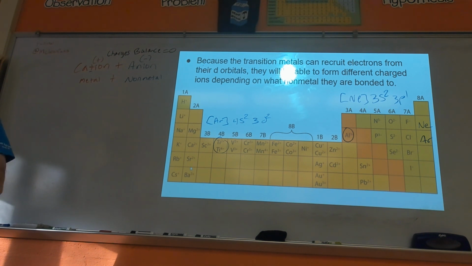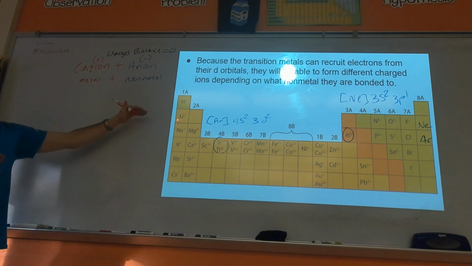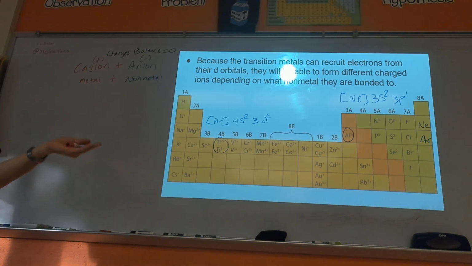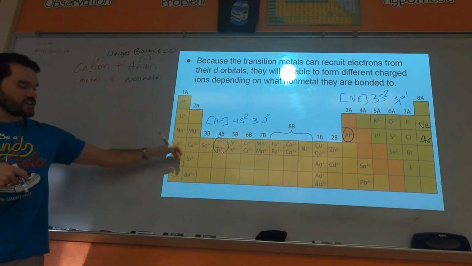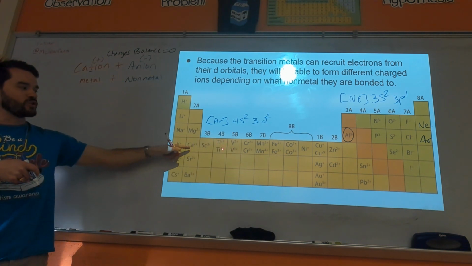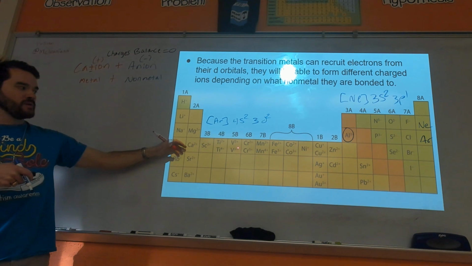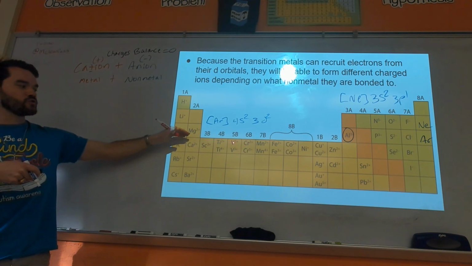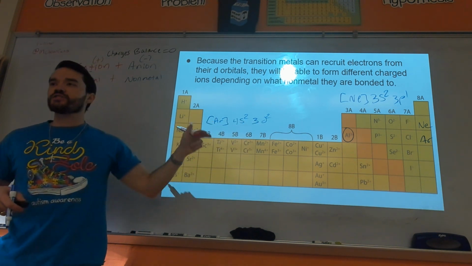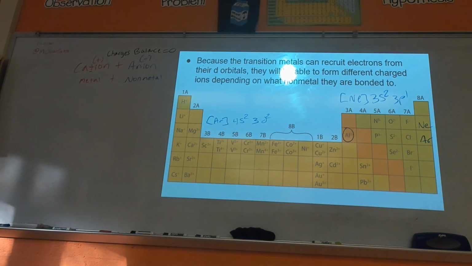Why that's important is I said that the reason why each of these elements formed the kind of ions that they did all came back to the valence electrons. So the transition metals, the reason why you see these multiple options, like titanium can either form a +2 cation or a +4 cation, vanadium can either form a +2 or a +3 cation, is because they can recruit electrons from their 3d subshell. Okay? That's why you're going to get different charges here.